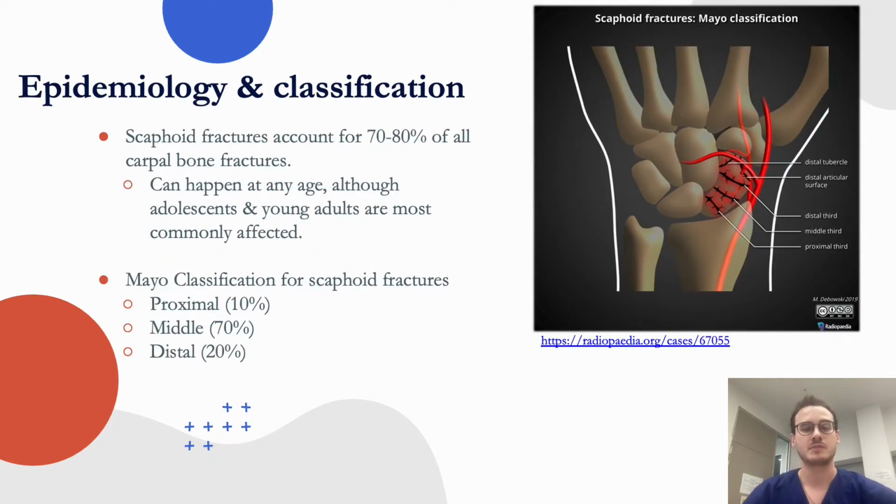So scaphoid fractures account for 70 to 80%, the vast majority, of all carpal bone fractures. And they can happen at any age, although adolescents and young adults are the most commonly affected. And there is a classification system for them. So the Mayo classification states that the scaphoid can be fractured at its distal, middle, and proximal extents. And it's this middle extent, or waist fractures of the scaphoid, which are by far the most common.